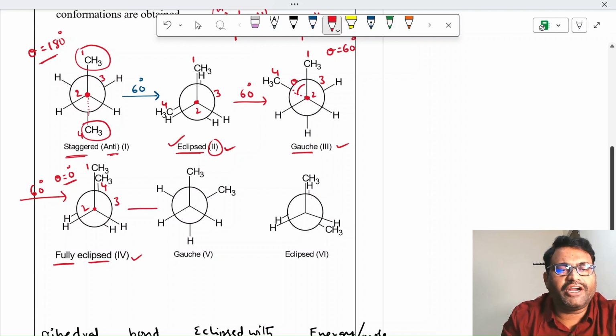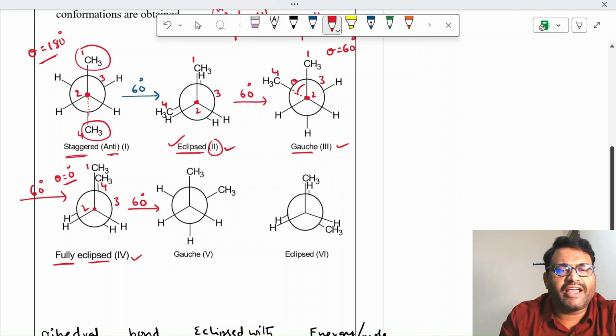Again, when you are rotating, see what you are finding: we are keeping the second carbon atom rigid, it is not moving. Without moving the second carbon atom, we are rotating the third carbon atom. 60 degrees rotation means we are rotating the third carbon atom, and by rotating the third carbon atom we find all these different conformations. Again we are rotating the third carbon atom by 60 degrees.